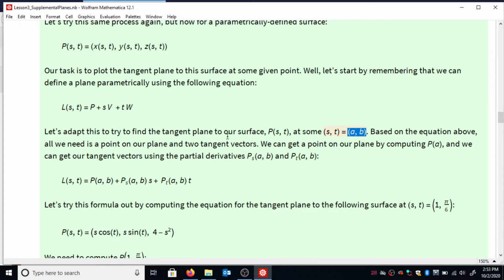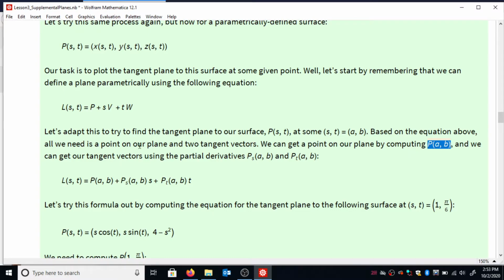Well, if we follow the same recipe as above, if we could just figure out the necessary parts for our plane, we're done. We need a starting point, and we need two slope vectors. Well, the starting point's easy. We're going to use our point of tangency again. And so our point of tangency is the equation for the surface evaluated at our point of tangency a comma b.